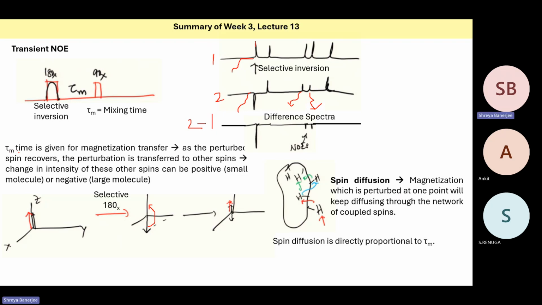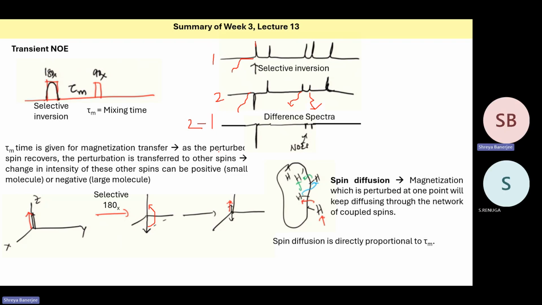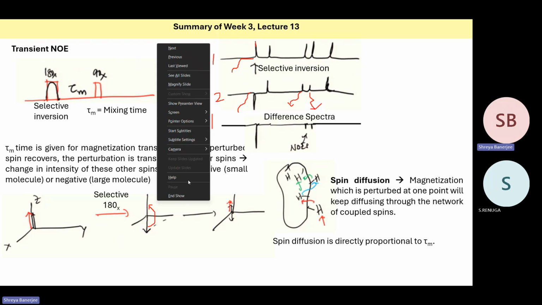This tau m is the time you have given for this transfer. So as the perturbed spin is recovering, the perturbation is transferred to other spins, and this will cause a change in intensity of these other spins. As you can see, you have perturbed this spin from z to minus z. Now it will tend to go back to its equilibrium position, that is z, and while it is going back, it will release energy.